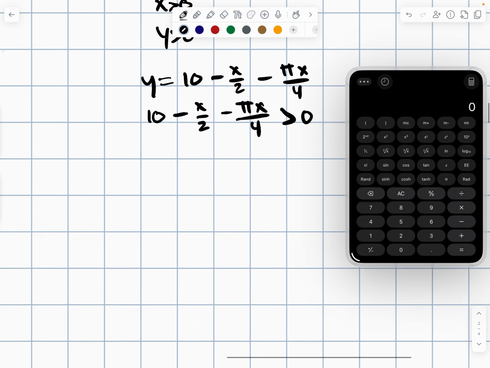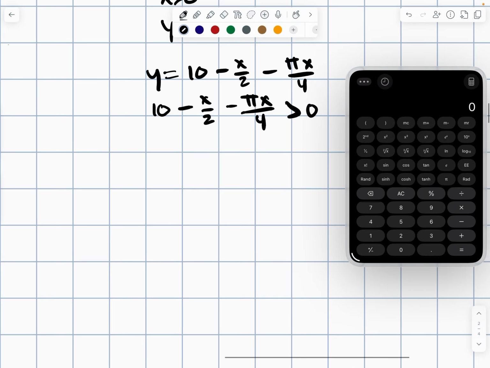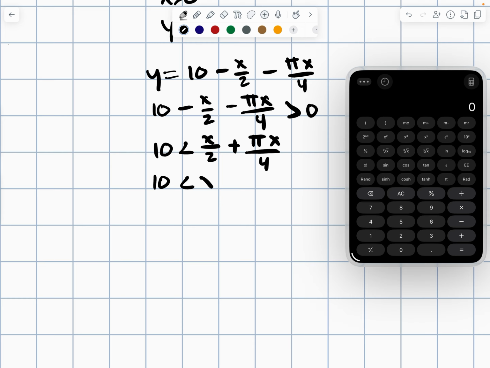And then x can be isolated when we move 10 to the other side, so 10 is greater than x by 2 plus pi x by 4. And then if we just isolate x, it'll be 10 is greater than x. And then this will end up actually being like this.